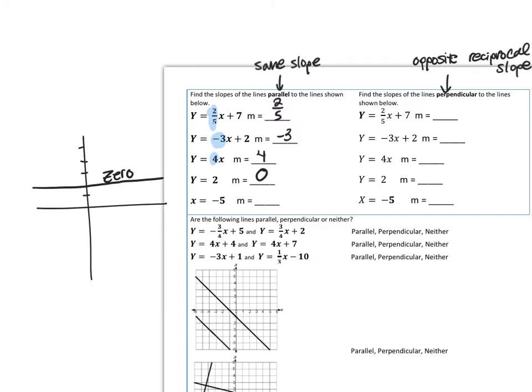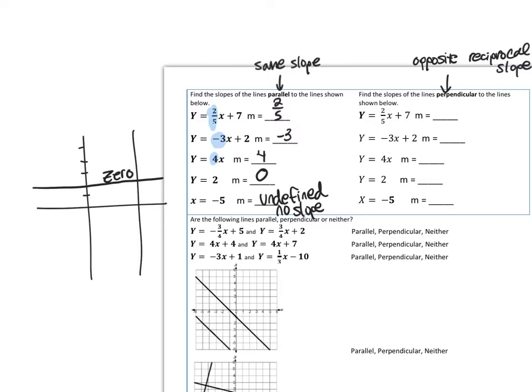Well, how about the next one? It's x equals -5. That would be like a straight up and down line like that. And we say that has an undefined slope. So in this case, we would say undefined or no slope. Both of those would be accurate ways of answering that question.